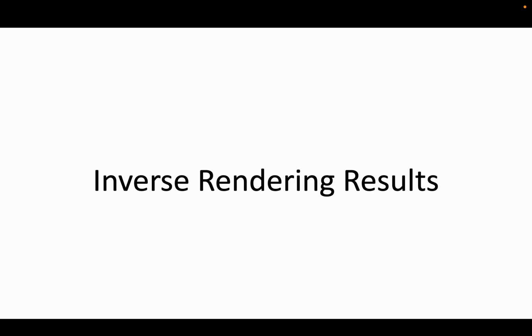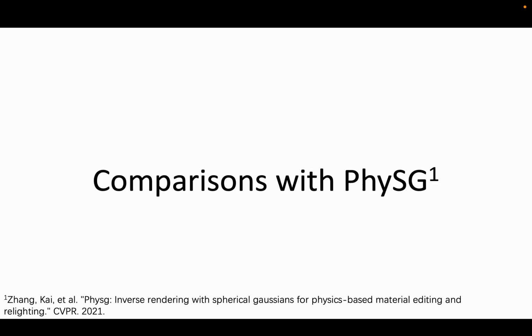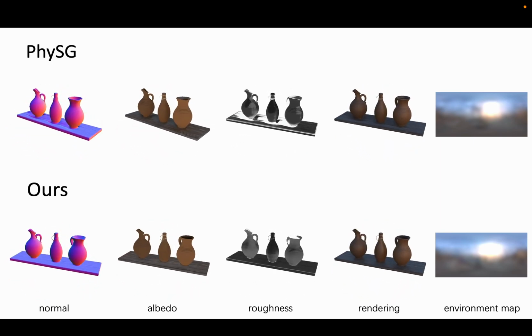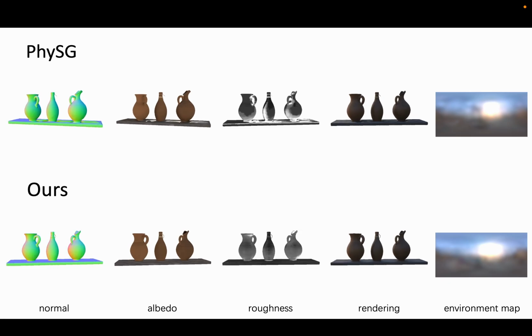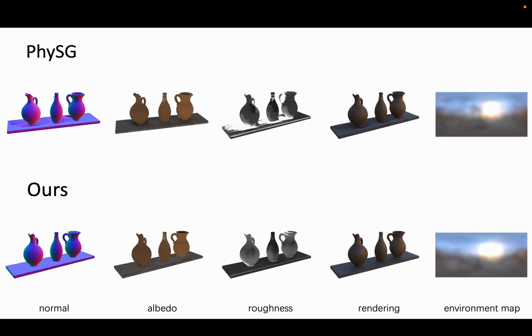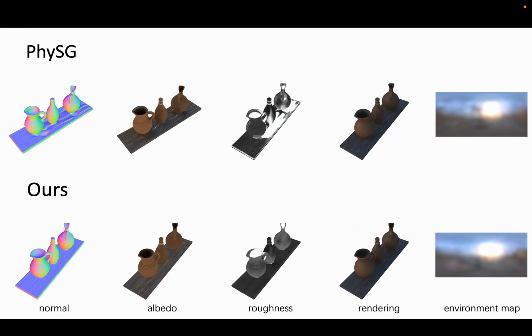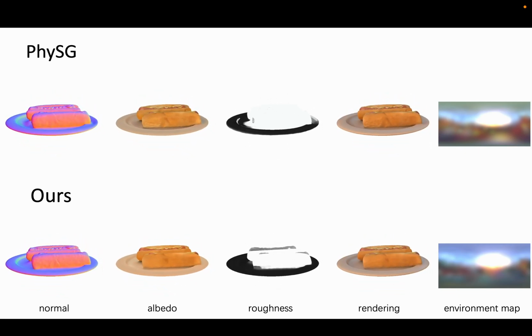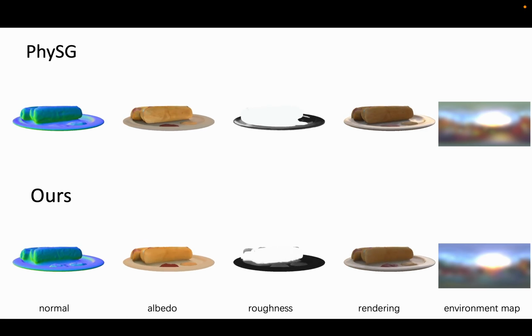Next, we show inverse rendering results in comparison with baseline methods. We first compare with phi-SG, a baseline method that does not model indirect lights. Compared to phi-SG, our method produces more realistic and consistent geometry, albedo, and roughness. In this hot dog scene, our method correctly predicts the roughness while phi-SG produces noticeable artifacts for roughness estimation.